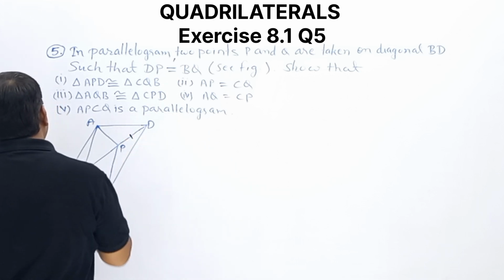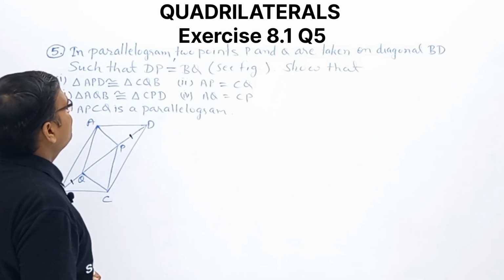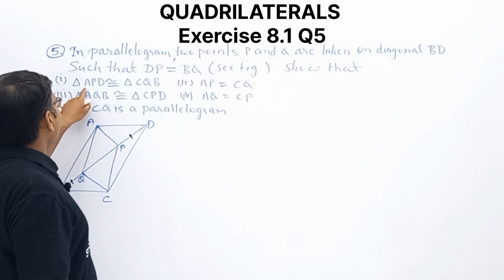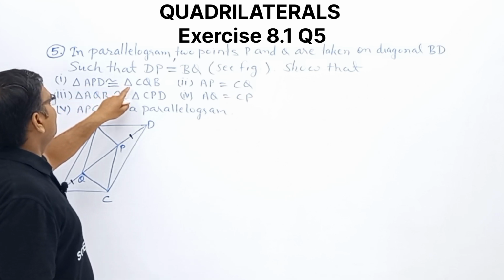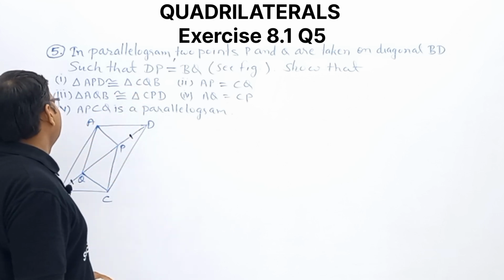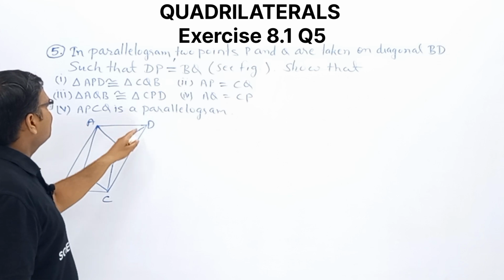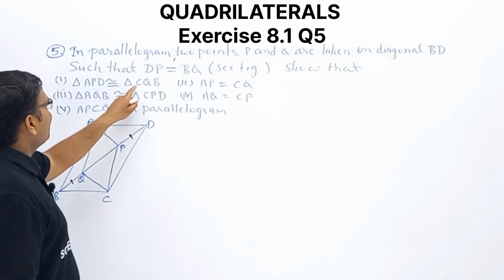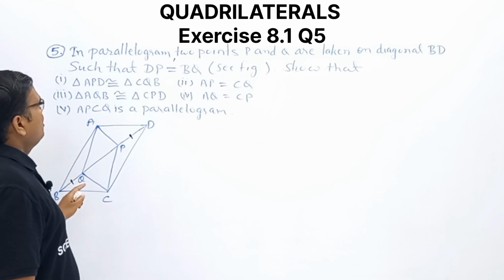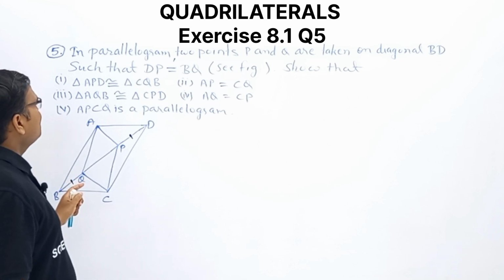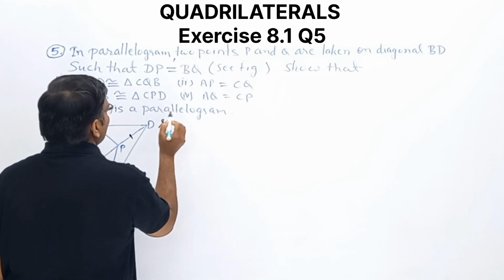DP equal to BQ. Clear? This thing we are having in the question. Now we want to show that first one, triangle APD is congruent to triangle CQB. In these two triangles we want to show these are congruent. Clear? So what about its solution?